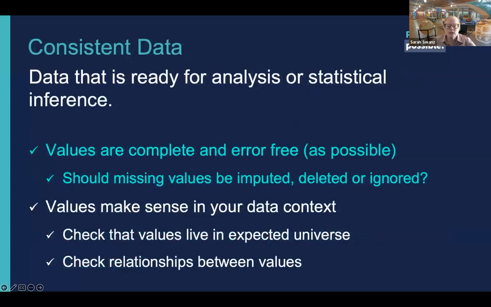And then you also want to look for consistent data. So this is data that's ready for analysis or statistical inference. So are the values error-free and complete as possible? Should missing values be imputed, deleted, or ignored? Do the values make sense in your data context? Check that the values live in the expected universe. Again, if you're analyzing adult patients and you have a 16-year-old, something's wrong. Or if you have a 150-year-old, something's wrong. And check the relationships between values and see that they make sense.